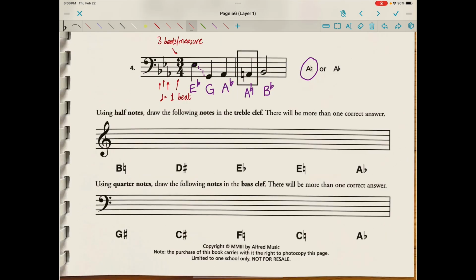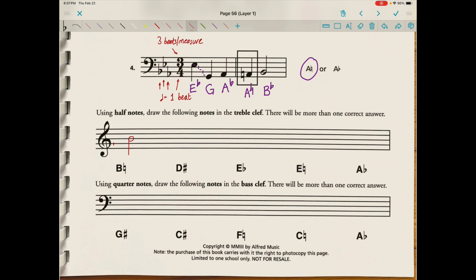Using half notes, draw the following notes in the treble clef. There will be more than one correct answer. So remember, in the treble or G clef, our second line here is our G, and from there we can decode all the other letter names. Now, because there's no key signature, we could actually get away with just drawing a B like this. And this would be, by default, a B natural. Natural is just code for normal, not affected by a sharp or a flat.